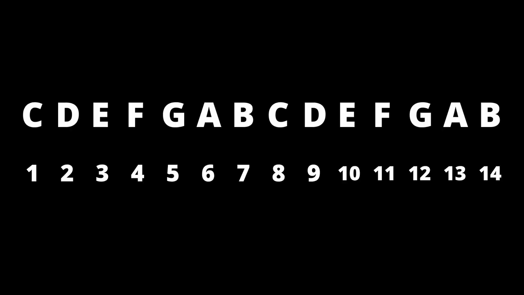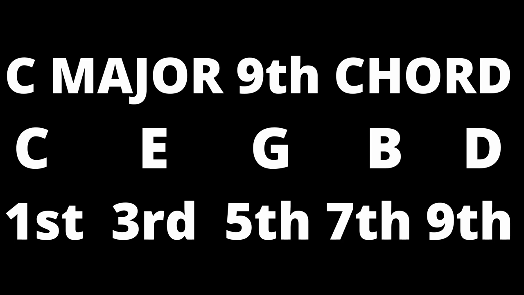If I continue the scale after the seventh note B, then the notes simply repeat again. This second set of notes is an octave higher than the first set of notes. So if I assign a number to each note, you can see that although the letters repeat, the numbers continue to rise to indicate this higher pitch. The ninth note D is the same as the second note. Add this to the C major seventh chord and you get a C major ninth chord.